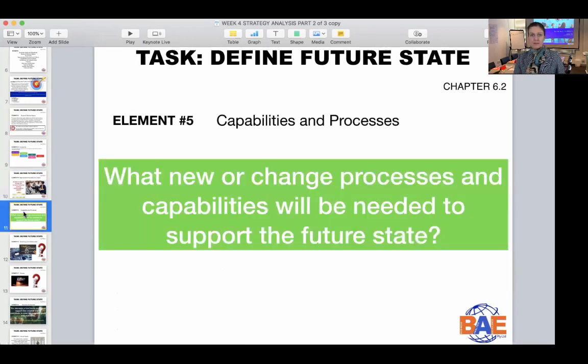Element 5 is around capabilities and processes. And here the question becomes, what new or changed processes and capabilities will be needed to support the future state? So this is quite an important question, and you may need to ask this question in many different ways over a period of time, because this can potentially become a big part of the definition of the future state.